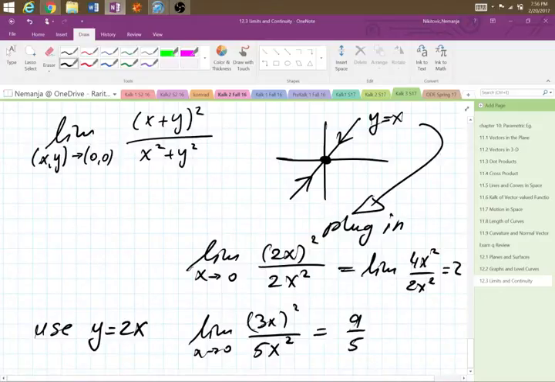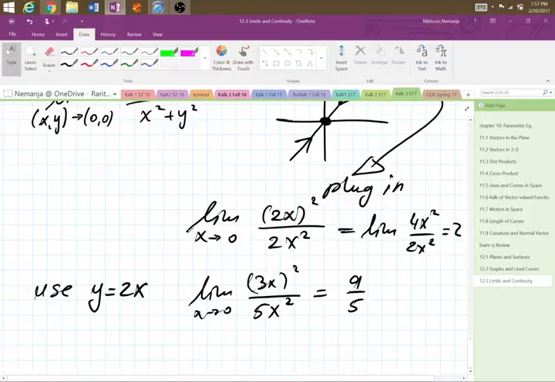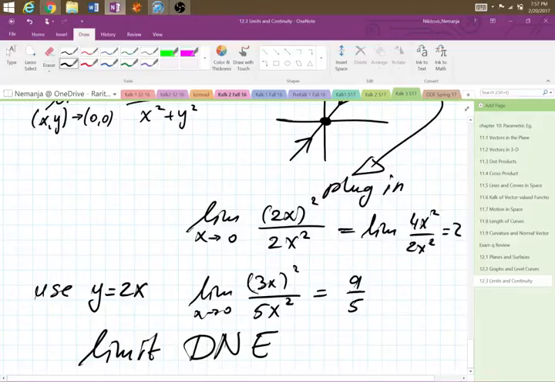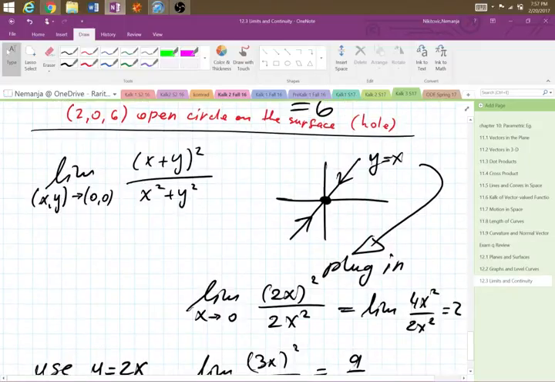You see that? At the same point, if we approach one way, we get limit is 2. We approach another way, we get 9/5. That's not 2. So, no limit. Does not exist. Awesome, right? So I used 2 different functions. They were both linear, to come up with this.